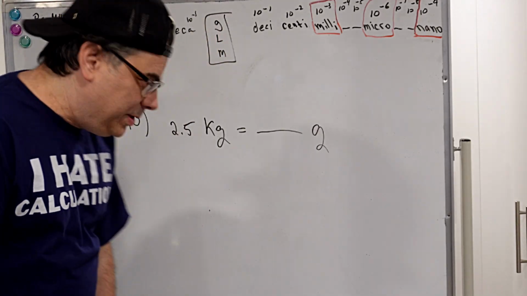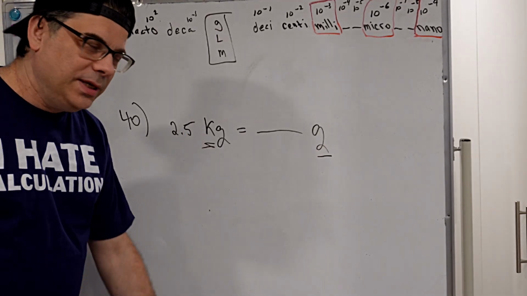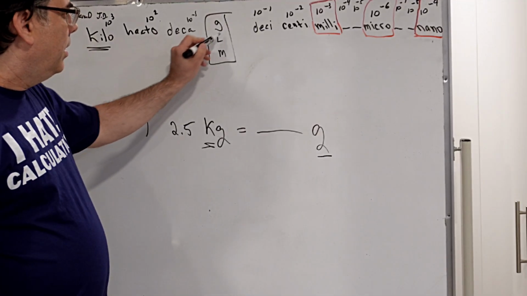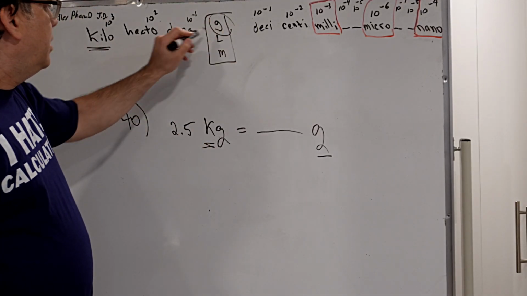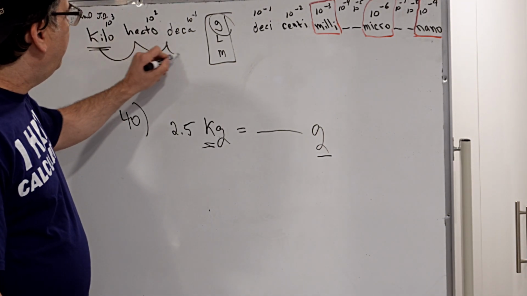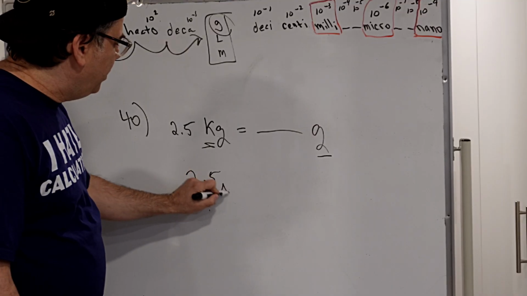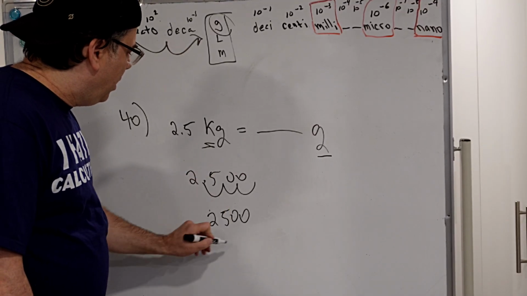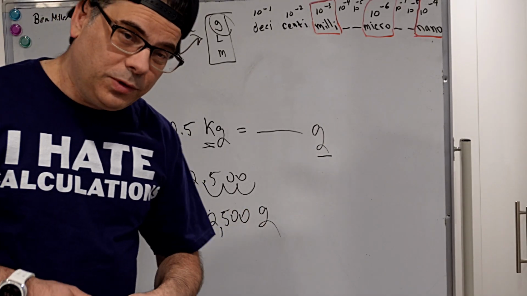Number 40, 2.5 kilograms is equal to how many grams? Let's see, where are we starting? We're starting with kilo over here. Gram is over here, it's your base unit. So from kilo to gram, we're going 3 to the right. 1, 2, 3. So we have 2.5, 1, 2, 3. That's 2,500 grams. 2,500 grams is the answer.